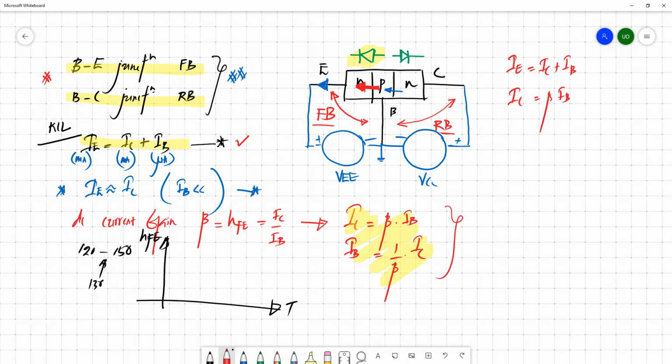So if you combine these two together, you can simply say that IE equals IC, actually beta times IB, plus IB. So then IE is actually 1 plus beta times IB. This relationship can be easily obtained from the previous equations.